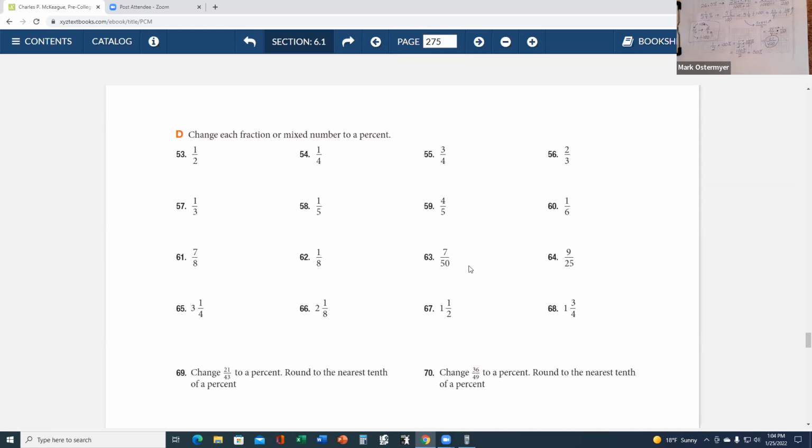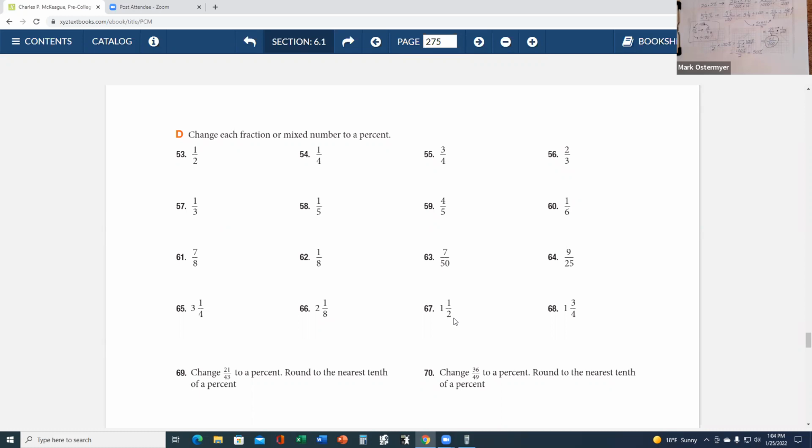What's another one you want to see in here? Take your pick. Go ahead, pick one. 67. 67, okay, 1.5. Hey, think about this from a realistic standpoint. If you've consumed 1.5 pizzas, ladies and gentlemen, you've consumed one whole pizza, which is 100% of the pizza. Do you agree? Plus you consumed 1/2 of another whole pizza, which means you ate 50% of that pizza.